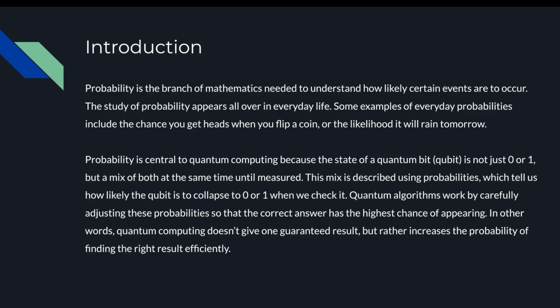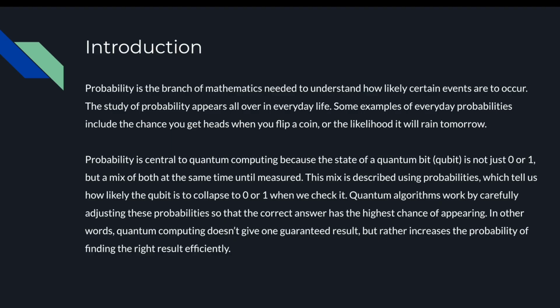Probability is just how likely certain events are to occur, and we see this in our daily lives. Like, what's the probability of a coin flip, heads or tails? That's 50-50. What's the probability it'll rain tomorrow? So it's used in every scenario in our daily lives, and it's really important.